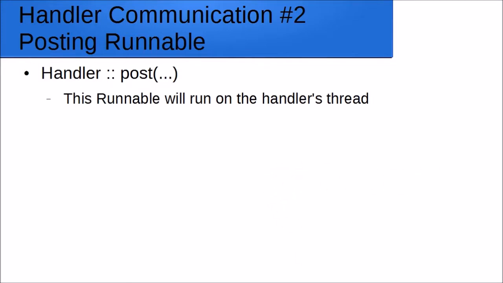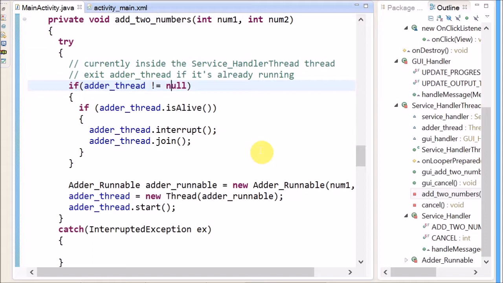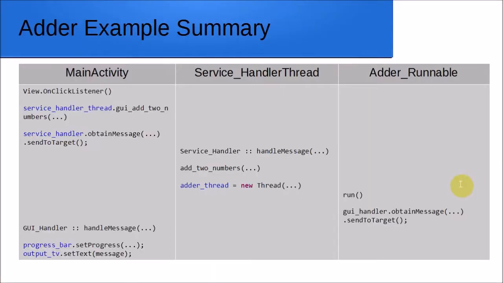Okay, so to wrap up the coverage of the handler thread, the handler object. One way to communicate between 2 threads is to generate a message and then pass it through. And there's another we call post. So if you look at the message handling, there's a lot of just formalities, especially in the path from adder runnable back to the main activity. This can be simplified actually.